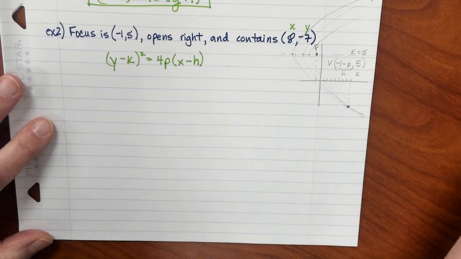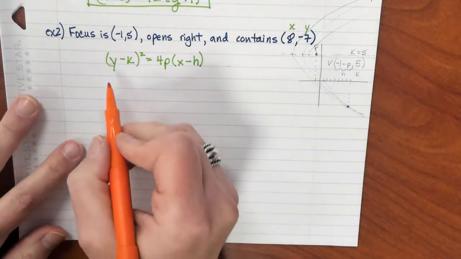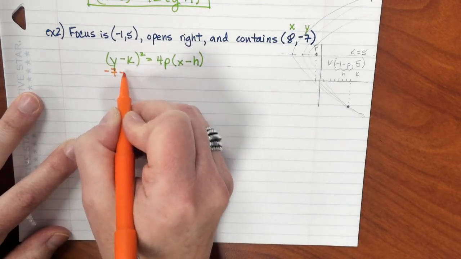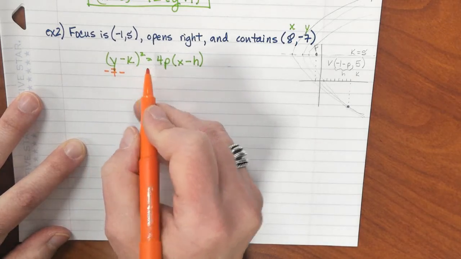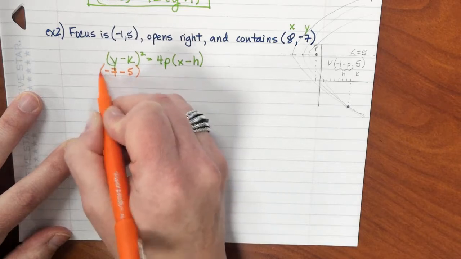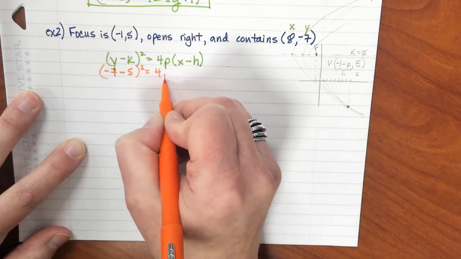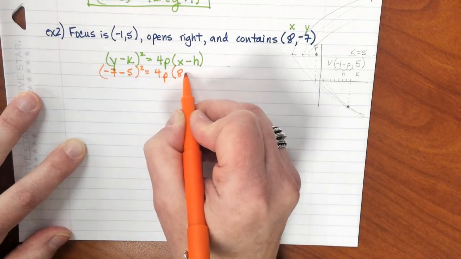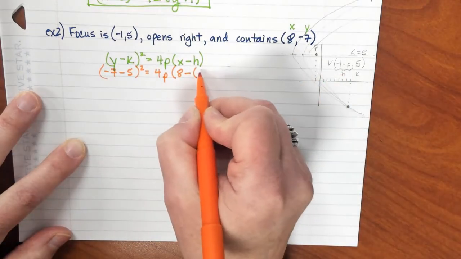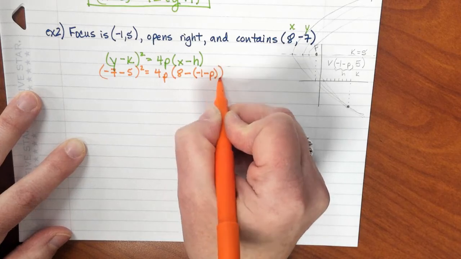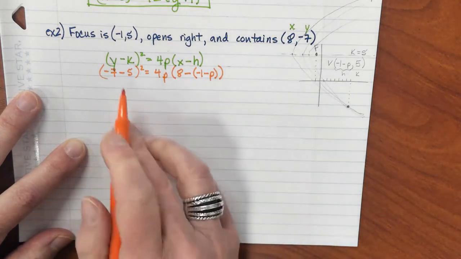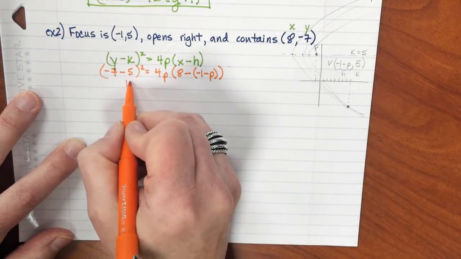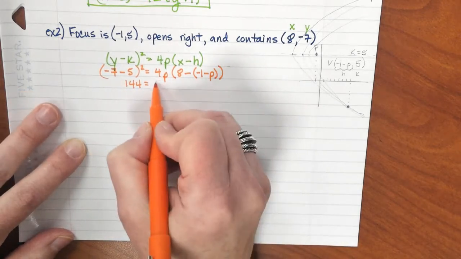Let me grab a different color. So I have the y, which is -7, minus the k, which is 5, and I'm going to square that. I don't know what p is. I have x, which is 8, minus my h value, which is -1 minus p. That looks a little crazy, but we can figure this out. So -7 minus 5 is -12 squared is 144. I still have the 4p.